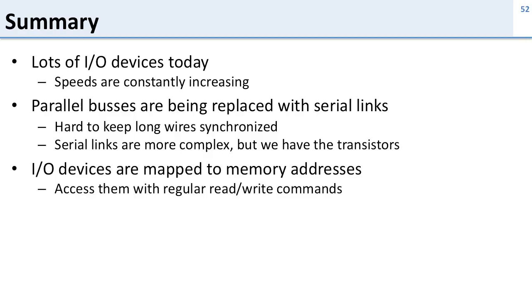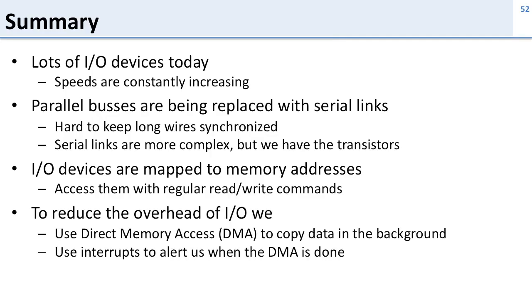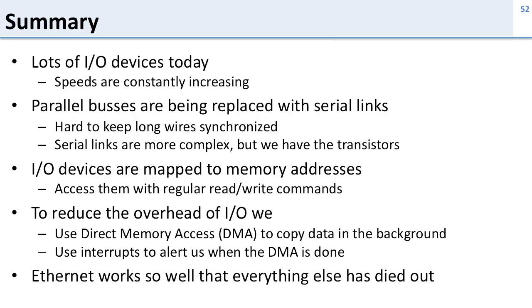I/O devices are mapped to memory addresses. So we've seen how we can use regular read and write commands to access them, and how the hardware looks to see if it finds the address for the device and then knows to access the device. To reduce the overhead of I/O, we talked about using direct memory access. This gives us special hardware that takes care of the data transfer so the processor doesn't have to. And we talked about using interrupts so that we only get alerted in the processor when the I/O transfer is done. And the example I gave you of Ethernet works so well that there really aren't any other networking standards. So that approach, you should understand and remember, because that's a really, really good design.